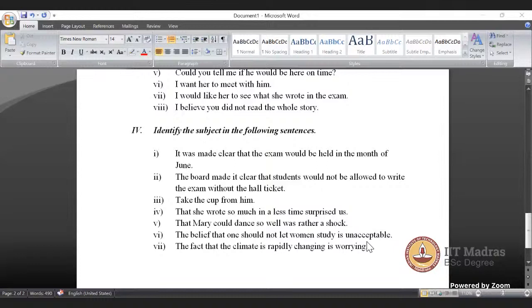Unlike the previous case, that she wrote so much in a line, that Mary could dance so well. They were an essential part. You couldn't remove anything from that. If you had removed anything out of that, then the sentence would look ungrammatical. The sentence would not be good. But in the sixth and seventh, I can remove that one should not let women study. I can remove that the climate is rapidly changing and still have a grammatical sentence, right? So in both the cases, they are acting as relative clauses or adjectival clauses, modifying the noun phrase, the belief and the fact. So in these cases, the subject is only the belief and the fact. Understand?